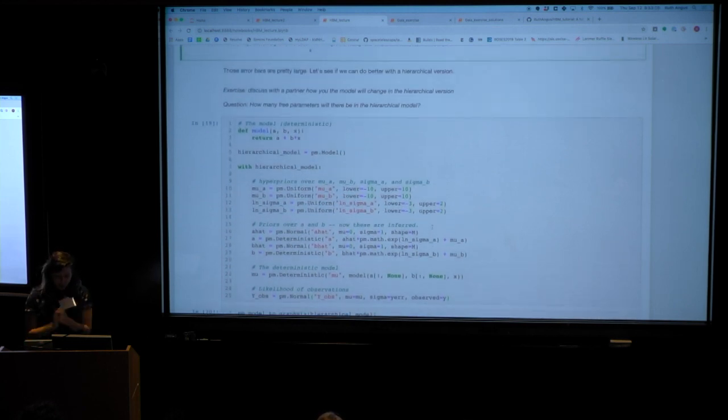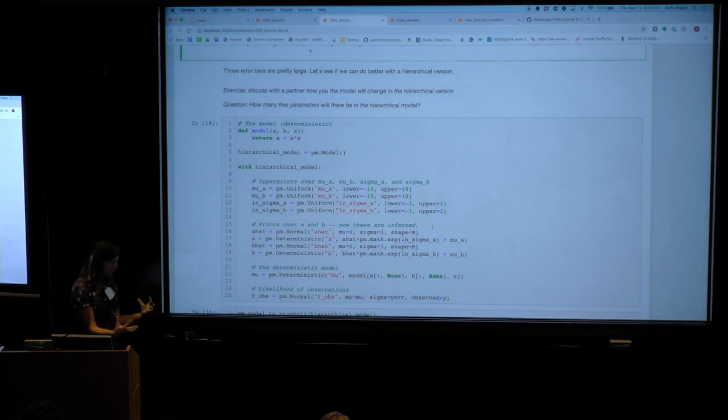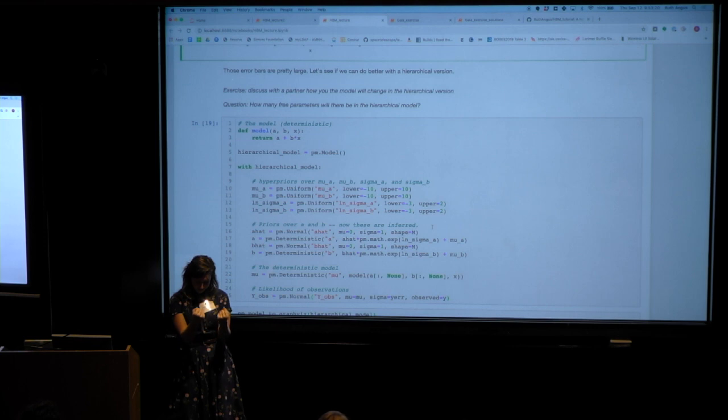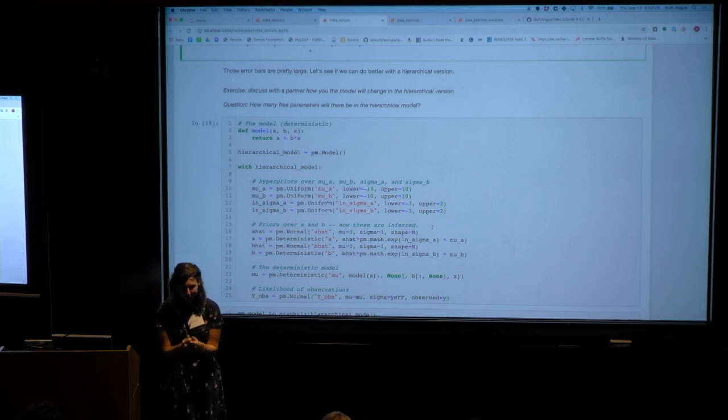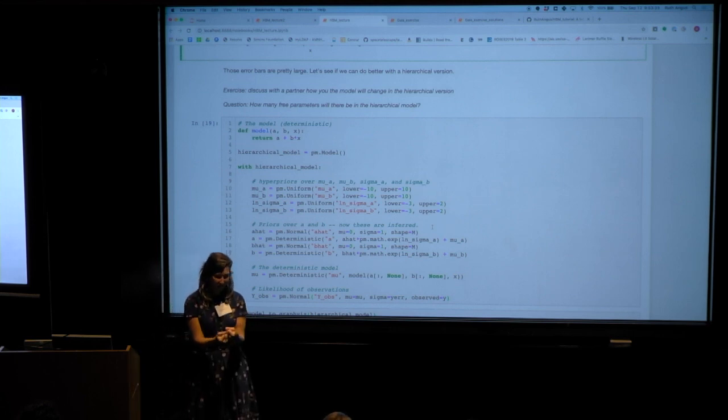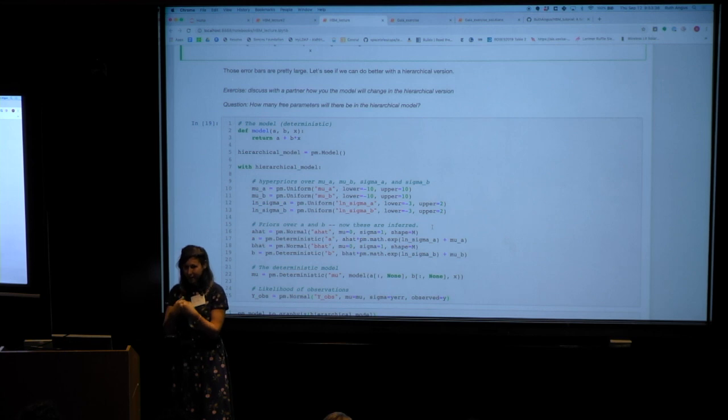So what changes in the hierarchical version? It takes a second, for me at least, to think: okay, what are we doing? How does the likelihood function change? How does the prior change when we code up the hierarchical version? It's not always totally intuitive and obvious.